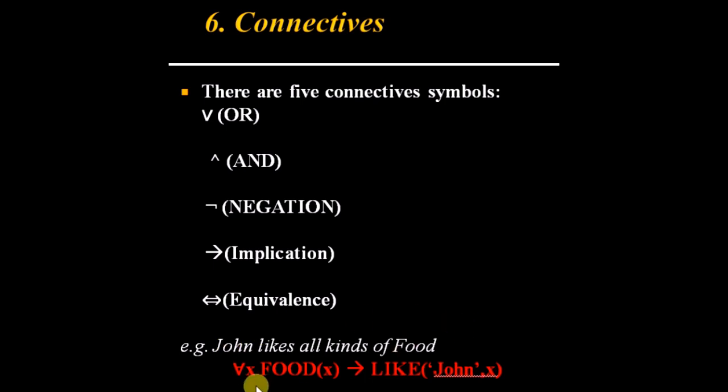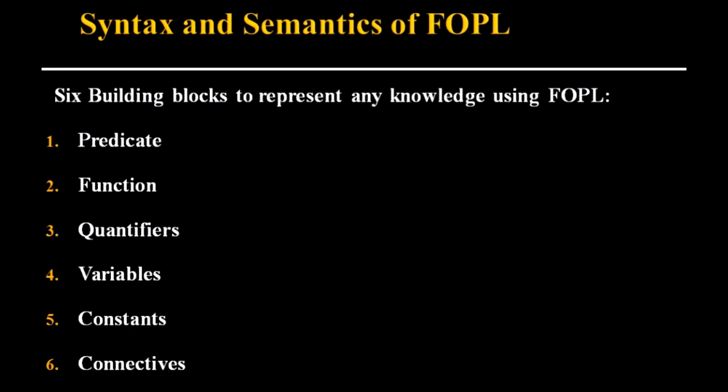So this sentence can be represented as for all x, food x. So here we are using the implication symbol. So this is the connective that we are using here. So we have learned various building blocks to represent knowledge using FOPL in artificial intelligence. Thank you for watching this video.